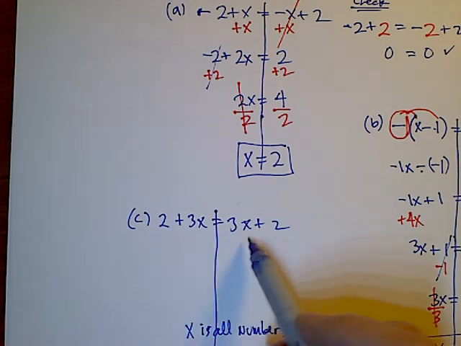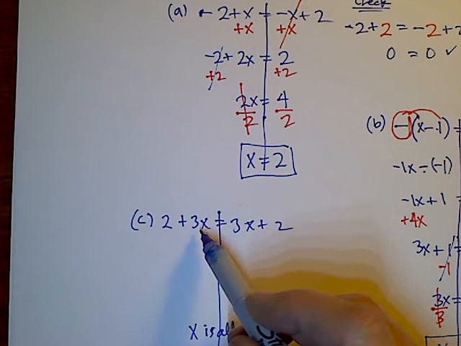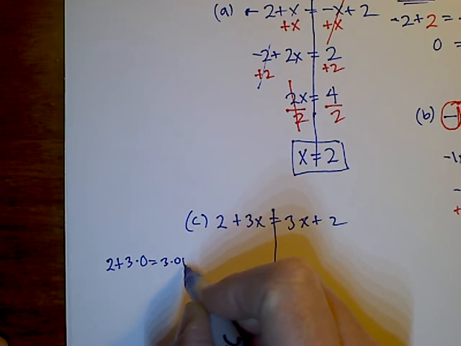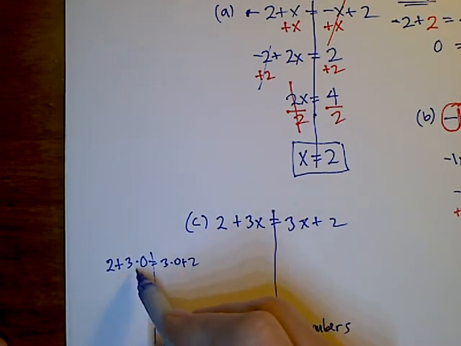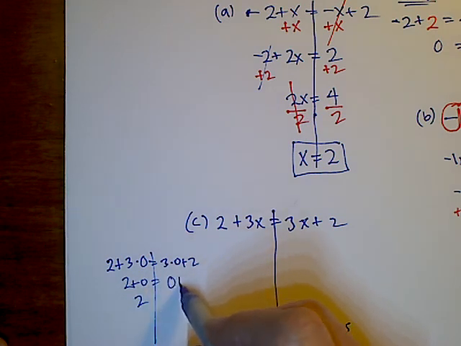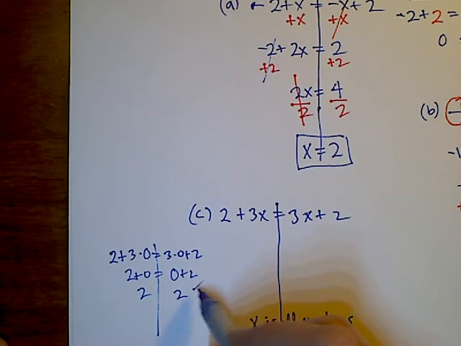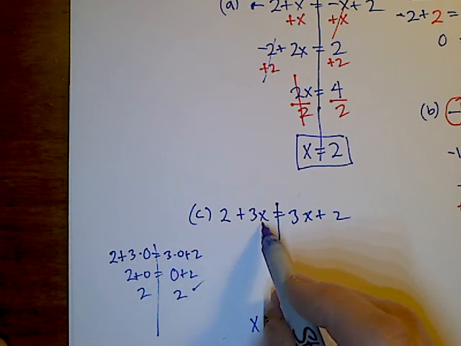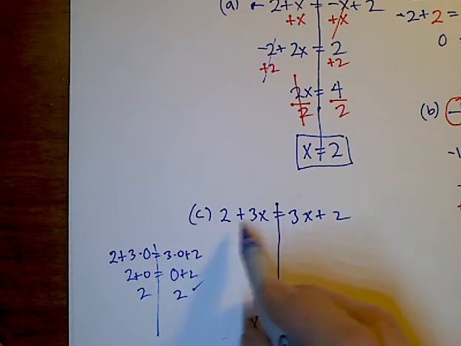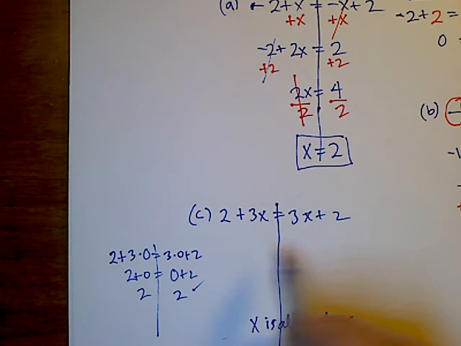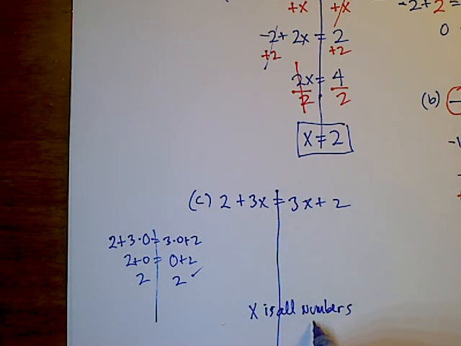That no matter what I put into x, I'm going to get the same thing on both sides, right? If I put a 0, 2 plus 3 times 0, does that equal 3 times 0 plus 2? Yeah, it sure does. 3 times 0 is 0, and 2 plus 0 is 2. And then over here, that's 0. 0 plus 2 is 2. So it checks out. No matter what I put in there, I could put a 1 in there, and I'm going to get 5 equals 5. I could put a 6 in here, and I'm going to get 20 equals 20. So no matter what I put in, I'm going to get a true answer. So it says x is all numbers.